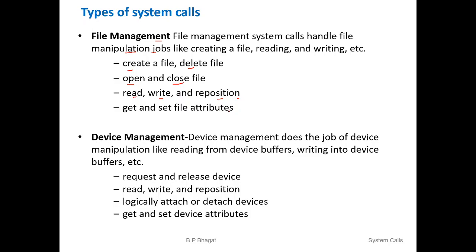File attributes, for example the name of the file, the type of file, the protection codes, that is reading, writing and executing, then accounting information, and so on. To do all this, we need to set the attributes of the file. So the system calls related to it are get and set file attributes.